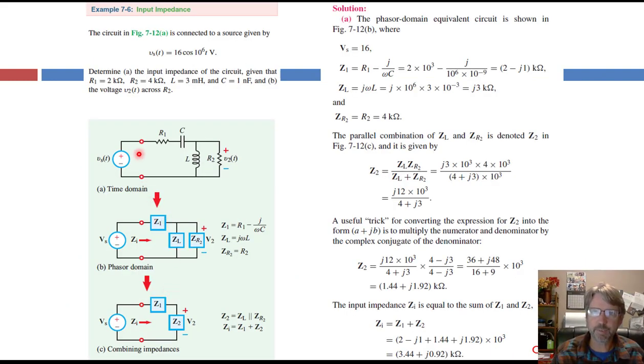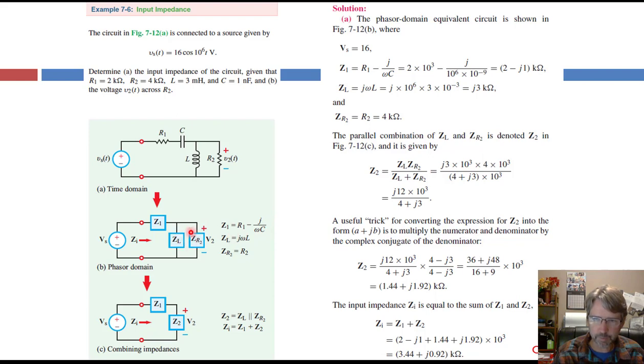Okay, so let's look at some examples. This one has a circuit with a voltage source, a resistor, capacitor, inductor, and another resistor. And we're trying to find the impedance of the circuit, given the component values, and the voltage across R2, which is labeled V2 right here. So this is the time domain. We move it to the phasor domain by writing impedances for each of the components. So Z1, ZL, ZR2, where Z1 here is already combined, the R1 and the C together. So Z1 is R1 minus ZC, or plus ZC, and ZC is negative j over omega C.